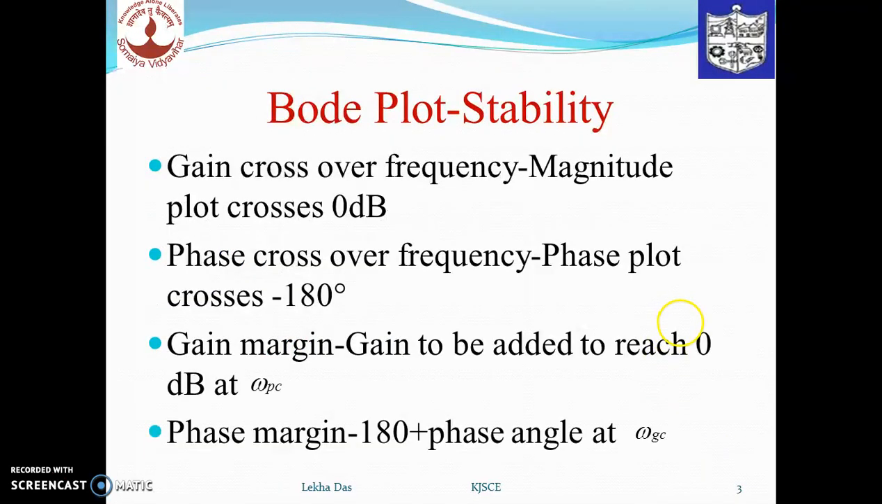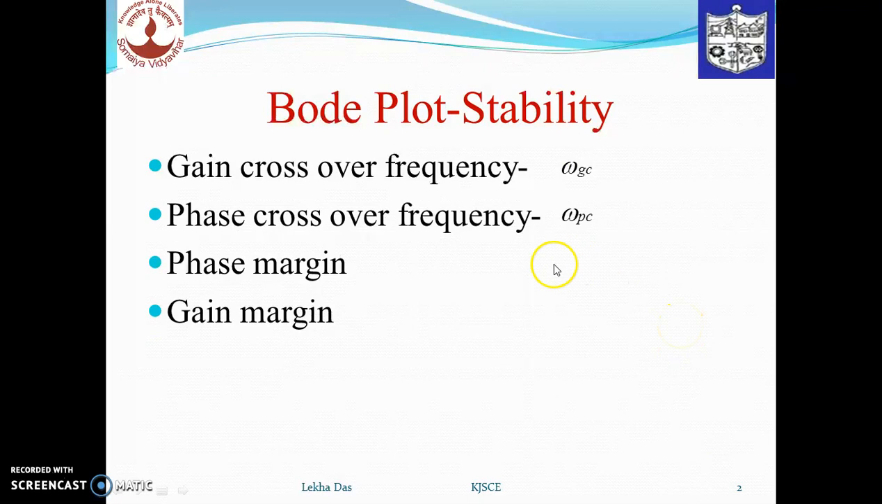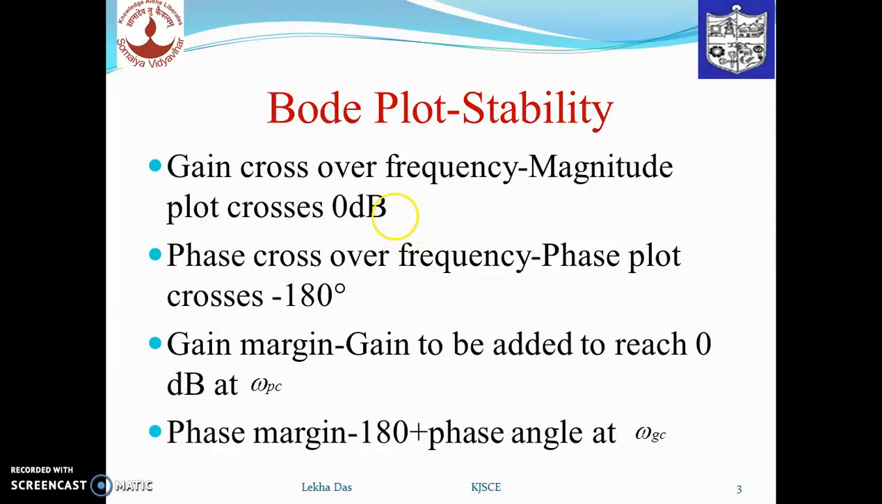So first we will see some terms. Gain crossover frequency, that is omega GC, phase crossover frequency, omega PC, phase margin and gain margin. Gain crossover frequency is the frequency at which magnitude plot crosses 0 decibel, and phase crossover frequency is the frequency at which phase plot crosses minus 180 degree.